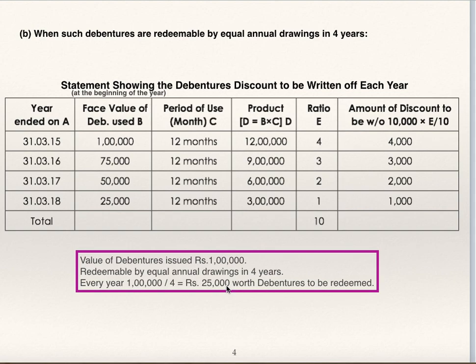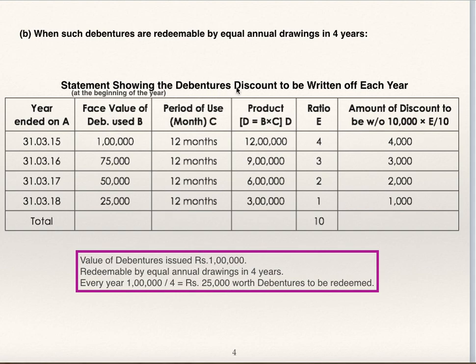At the end of second year, next 25,000, total 50,000. At the end of third year, again 25,000 worth debentures will get redeemed. Total debentures redeemed at the end of third year is 75,000, and at the end of fourth year the remaining 25,000 worth debentures will be redeemed.